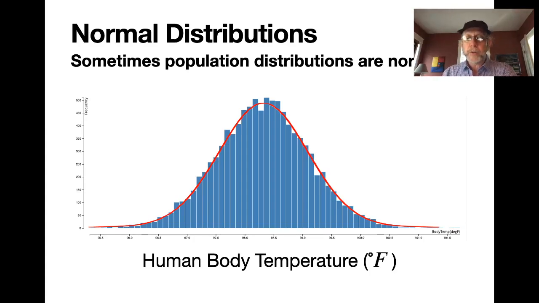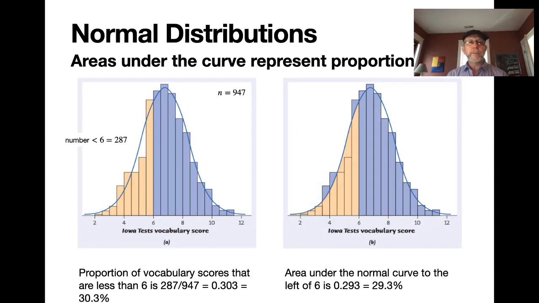So how do we use these curves? Well, some of their uses mirror things that we've already done with histograms. So focus for a minute on the left picture in this slide. You see a histogram of Iowa vocabulary scores, and you see also a normal density curve that's approximating that. But just focus on the histogram for a second. There were 947 scores in this data set, and suppose we were interested in the proportion of scores that were less than 6. Those are the scores in the bars that are highlighted in yellow in the graph.